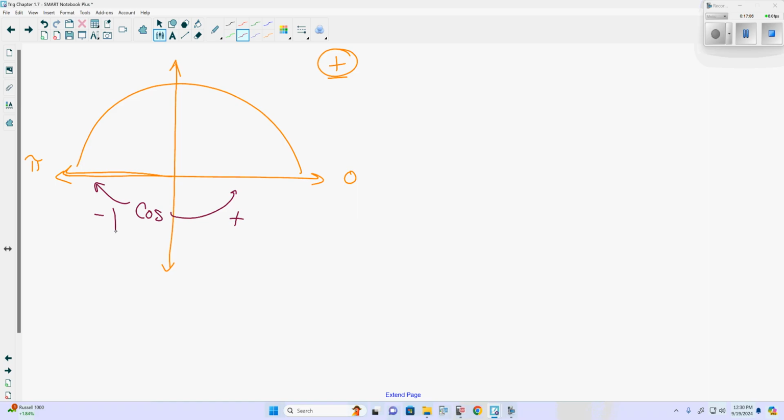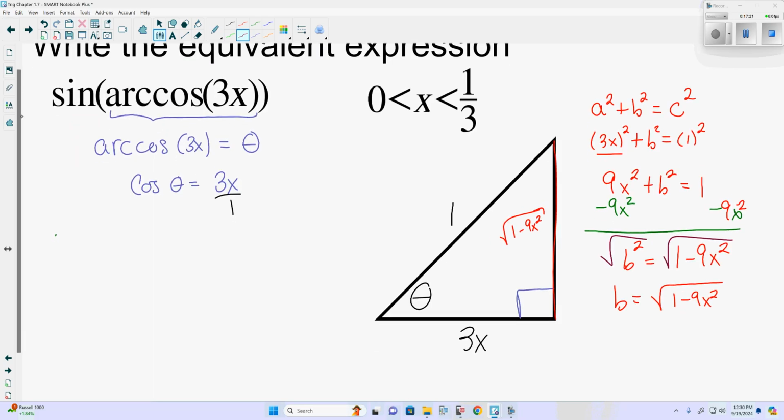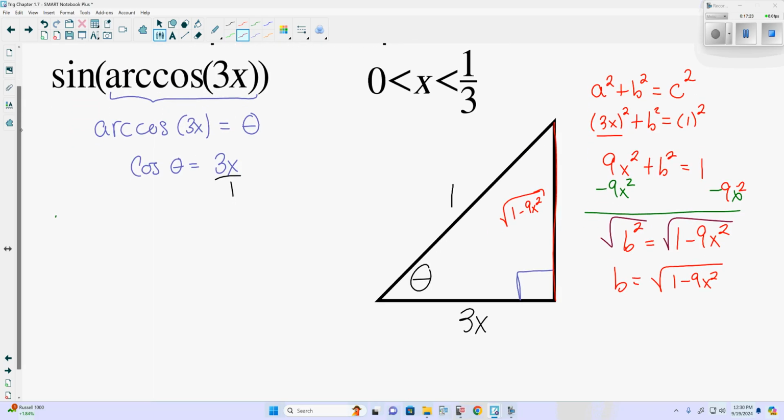What we're finding is the other value, our value for sine, the y, which is positive for this entire set. Do we kind of see? So that's why we don't necessarily have the plus or minus, because we're finding this here. The y value would be positive.